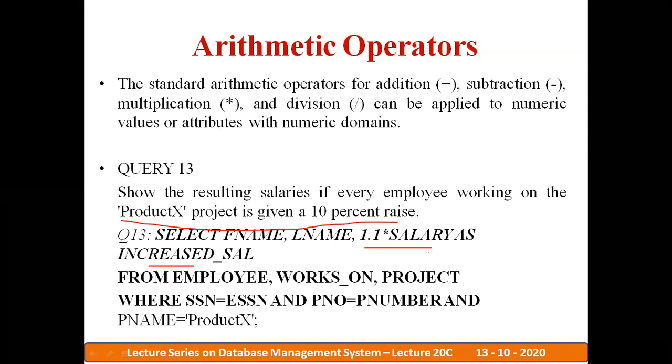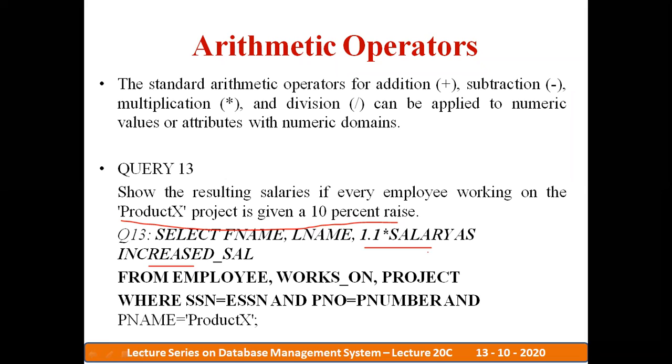Why is it multiplied by 1.1? 10% means it is 0.1. Already 100% of the salary is given. From that 100% salary, I am increasing it by 10%. So 100% means 1, and 10% means 0.1, so it will become 1.1.